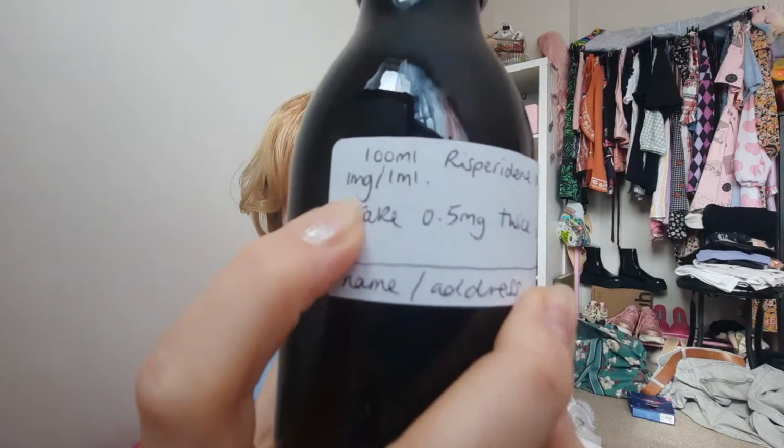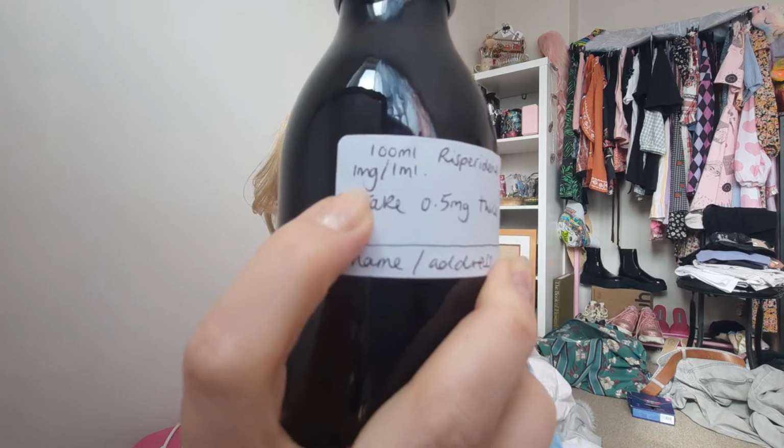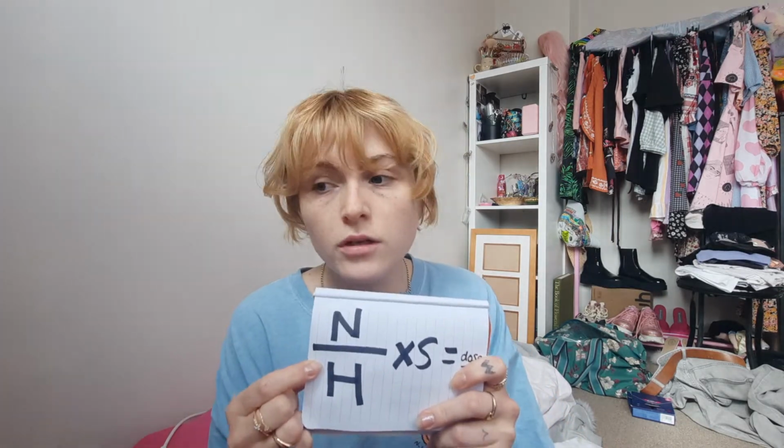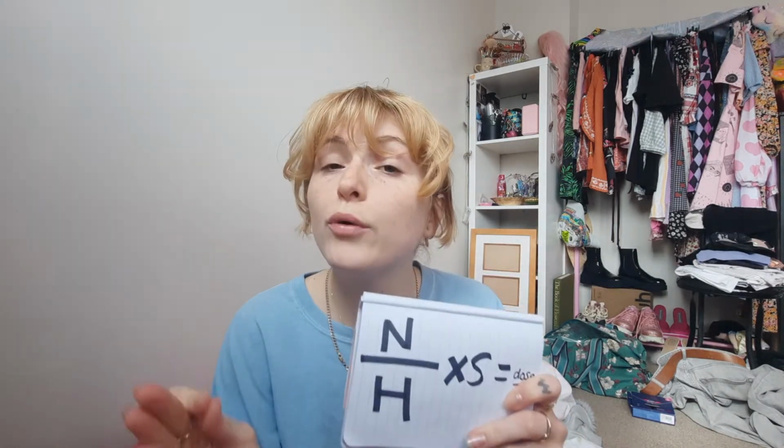So what do we have? We have 1 milligram, which is 1000 micrograms. So we are going to do 500 divided by 1000, which equals 0.5.